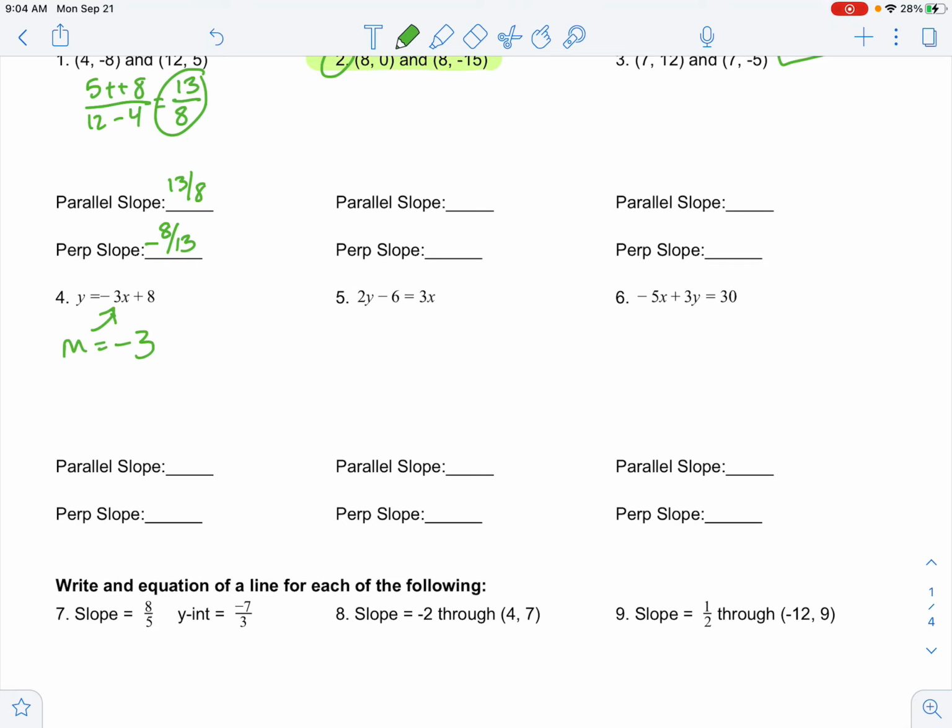That'll help you with the perpendicular slope. So for the parallel slope, it doesn't change at all, so it's negative 3. For the perpendicular slope, I can put this over a 1, so I'm going to flip it and change the sign so it's now positive. So there's your perpendicular slope.